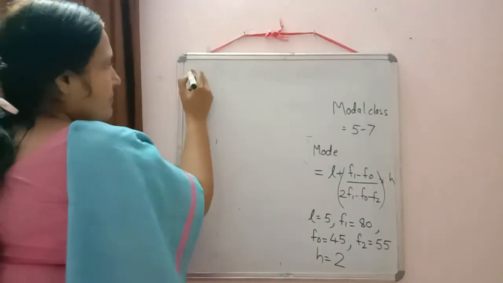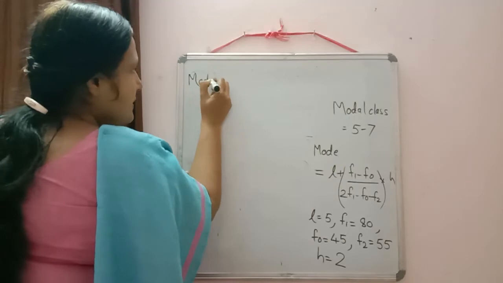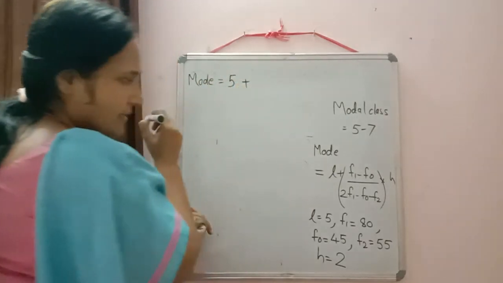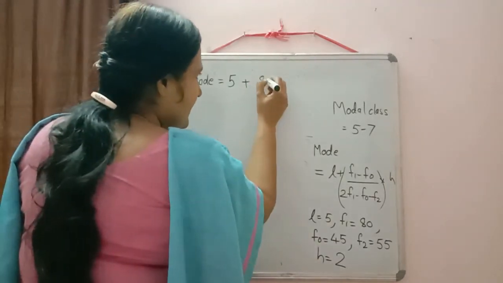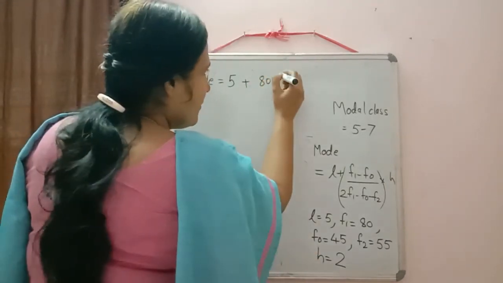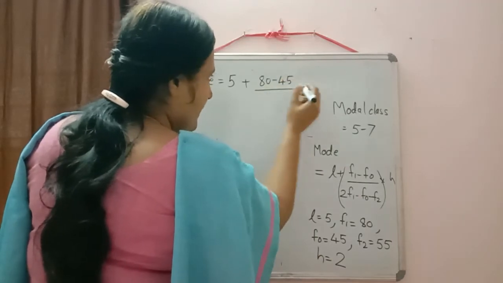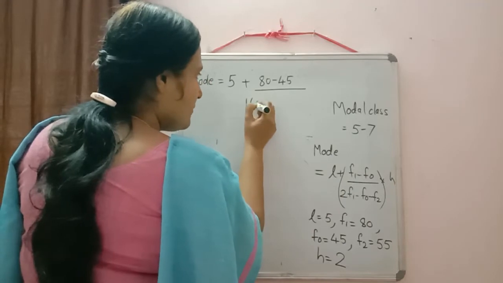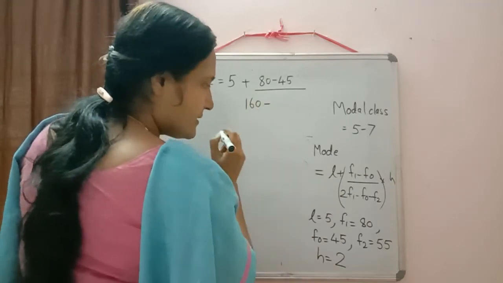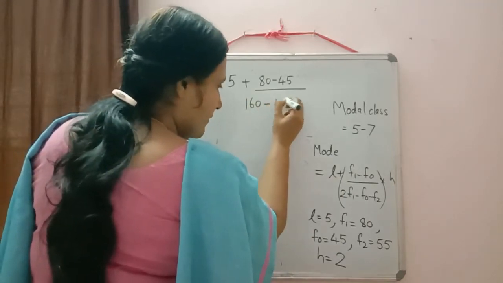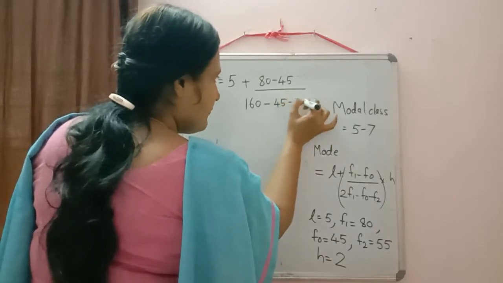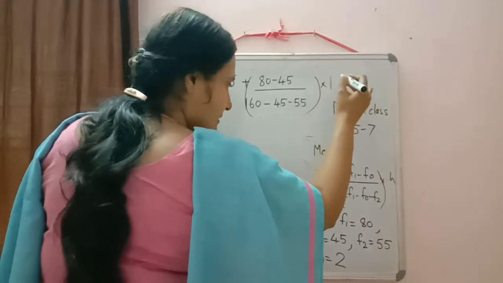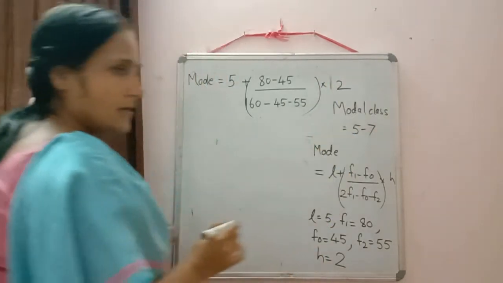Formula already written. Mode is equal to. Now we will substitute in that one. L, lower limit we have taken here as 5, plus F1, that is 80, minus F0, 45, by 2F1. So 2 into 80 will be equal to 160, minus F0 45, minus F2 55, into H, class size, and class size is 2. So H is equal to 2.